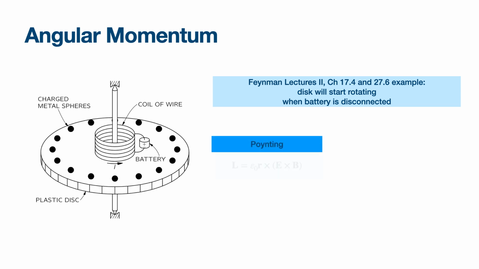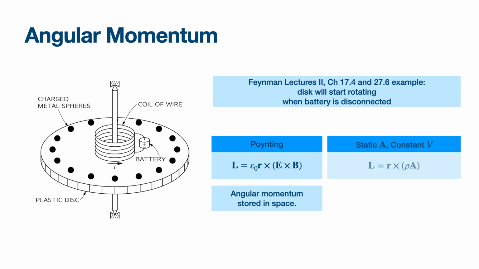Gauge theory states that there is angular momentum equal to r cross the Poynting vector stored in space, and that it is this field angular momentum that is transferred to the disk. Wave theory says that as the potentials are static, the field contains no angular momentum. Instead, there is angular momentum in the magnet itself. When the battery is disconnected, this is transferred to the disk, causing it to rotate. Again, wave theory explains this experiment in an intuitive, hardly surprising way.